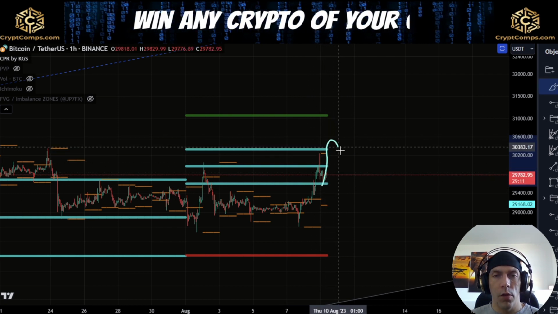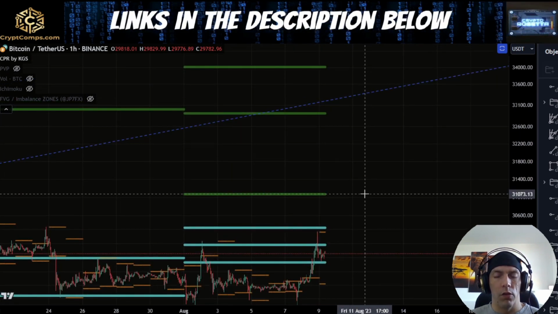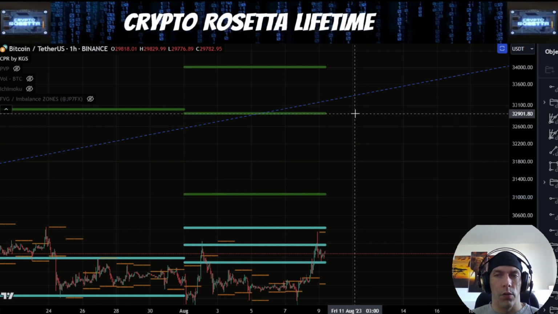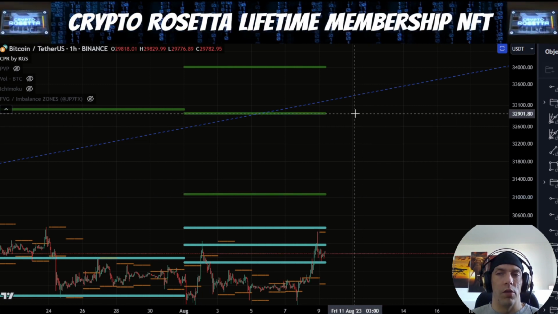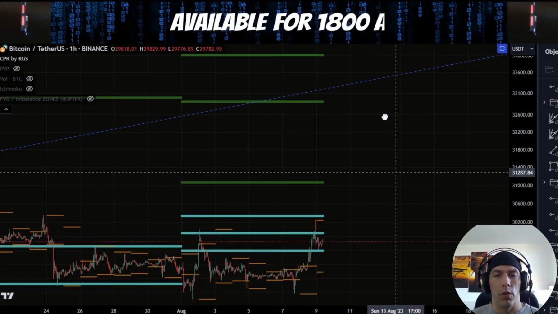If we do manage to flip these into support, potentially we could see price be gravitated towards this 31,073 as an upside target for this month. All these higher ones here of this 32,901 to this 34,013 level.